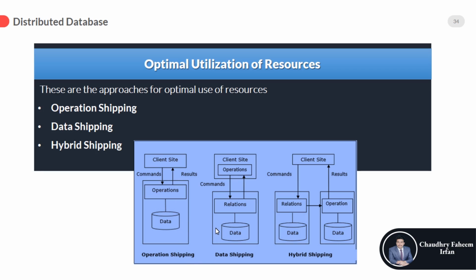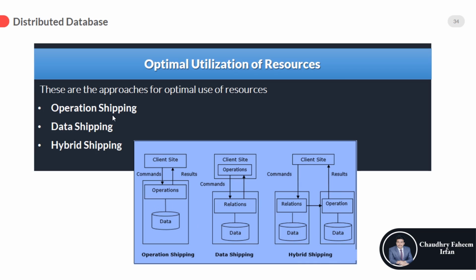The second one, data shipping, is also appropriate where the communication costs are low and local processes are much slower than the client server. So we can say that here we perform operations at the client side, and there we perform operations at the data side. The third one is hybrid shipping, the combination of both data shipping and operation shipping.